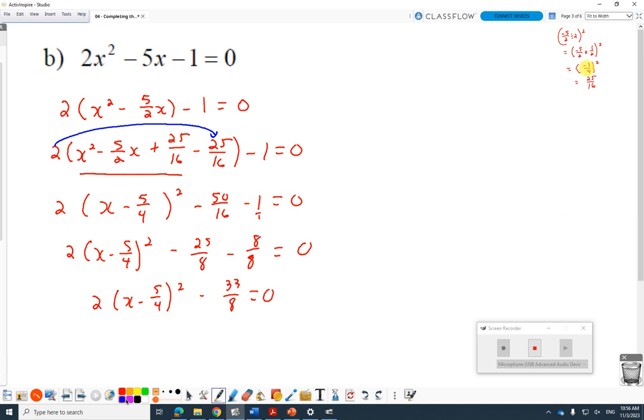I'm not trying to rush the lesson. I'm not trying to assume that you know this stuff. I'm just trying to say, okay, that maybe needs a little less explanation. And the steps are the same. You bring over the constant term. Was negative 33 over 8. Now it's positive 33 over 8. Then divide by the 2.